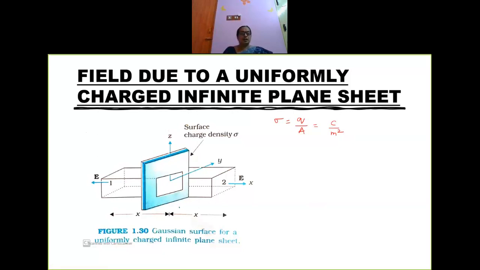Now there is a Gaussian surface. Now you consider a Gaussian surface. It will be a rectangular area, and we have only two faces here because on the other sides the flux will be 0, and we consider only this part, that is side 2 and side 1. Now the flux contributes only to these two sides because on this side you have the electric field vector to be outward.